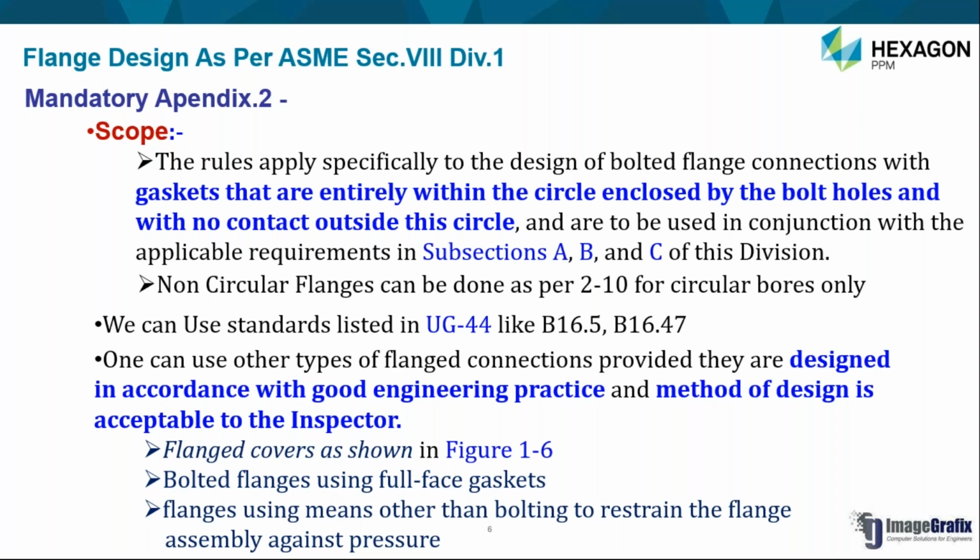Then the next is flanges using means other than the bolting to restrain the flange assembly against the pressure. There are certain applications where quick opening types of flanges are used, where the tightening component is like a C-clamp type of structure which sits on top of your flange where your gasket is located, and then with the help of a nut you apply pressure on that. These types of restraint flanges can also be used in ASME vessels, but as we all know, the design procedure is not provided in appendix 2. Mostly you will find this in pharma vessels.